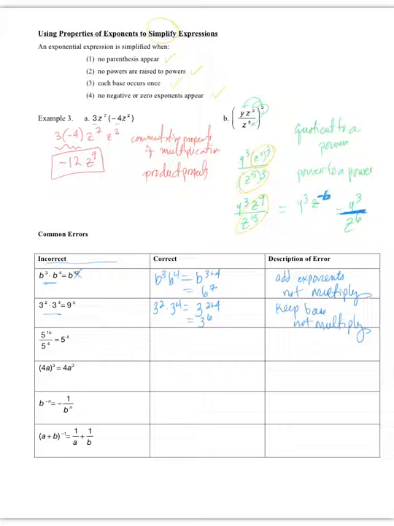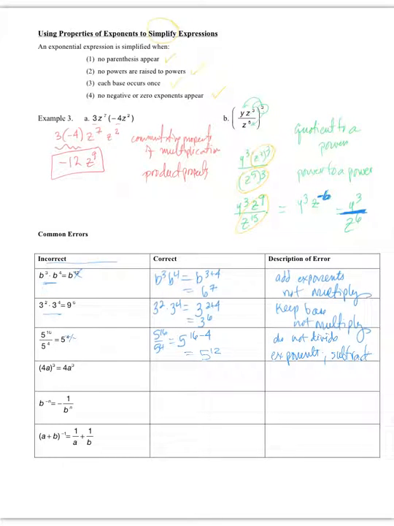In the next example, we have the quotient of like bases. The quotient of like bases tells you to keep the base and subtract the denominator's exponent from the numerator's exponent. So this should be 5 to the 12th power, not 5 to the 4th power. You're not supposed to divide the exponents. You're supposed to subtract the denominator's exponent from the numerator's exponent instead.